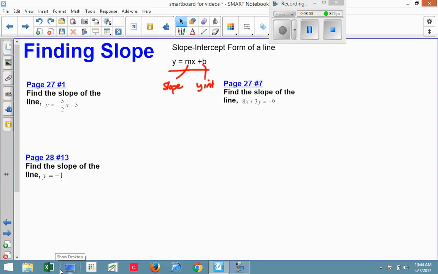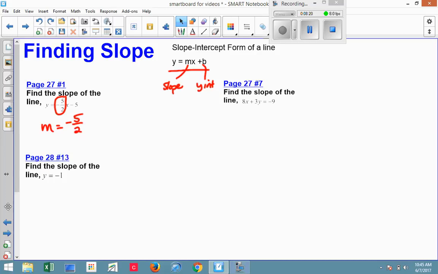So when I look at number 1, I see y equals negative 5 halves x minus 5. That already is in slope-intercept form. So all I have to do to find the slope is identify the coefficient of the x, which is negative 5 halves, which means the slope is negative 5 halves.